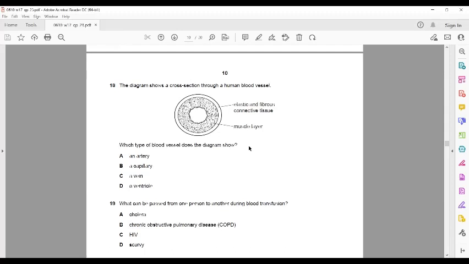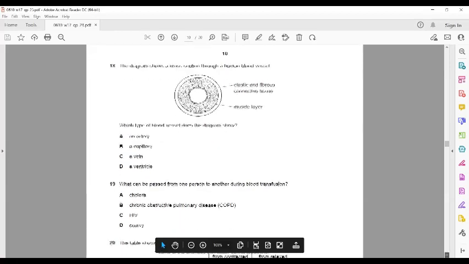But the veins are not flexible, they have valves, and their wall is very thin compared to this one, and the lumen is quite bigger compared to the arteries. Capillaries also don't have this kind of tissue, it's only cells, a layer of one-cell tissue.